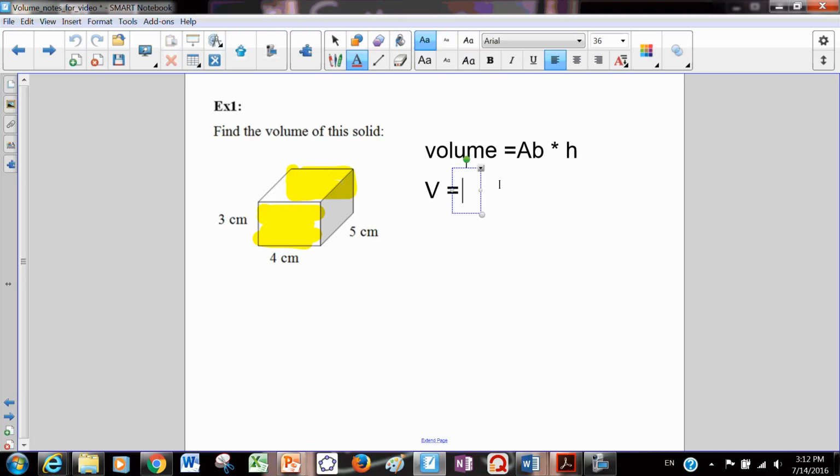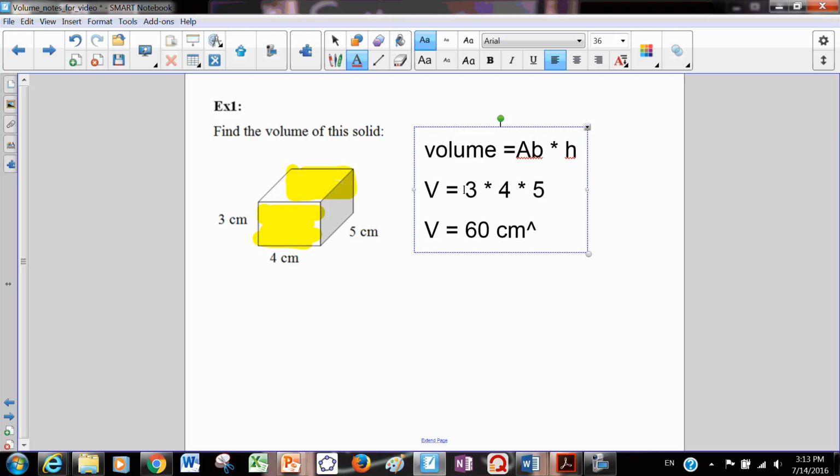So when I do my calculation, area of the base, I'm going to do 3 times 4, area of the base, times the height. My height is 5. So the volume is going to be 3 times 4 is 12, times 5 is 60. And we have centimeters, so don't forget your unit. We're going to have centimeter cubes.